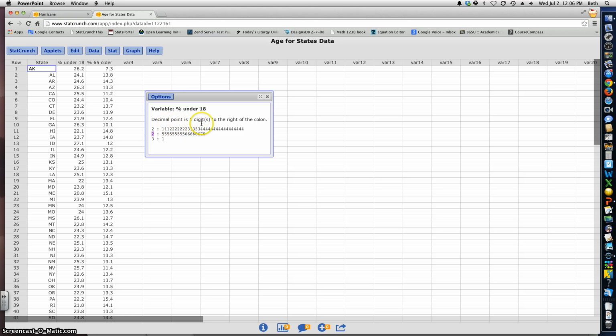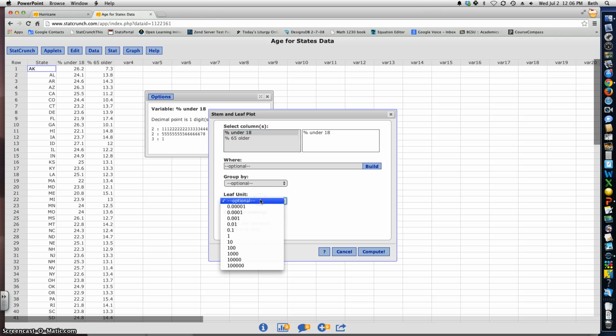Here it says the decimal point is 1 digit to the right of the colon. Okay, so this actually means that this 2 represents 21%. Now if you look over here at my numbers, they're actually in tenths of a percent. So if I go back to options and edit this, I can make my leaf unit be by 0.1s instead of just by the whole percent. Right now that's just rounding everything to the nearest percent.